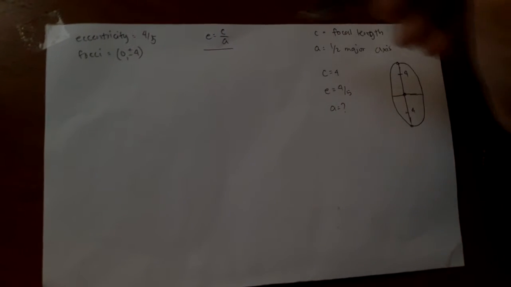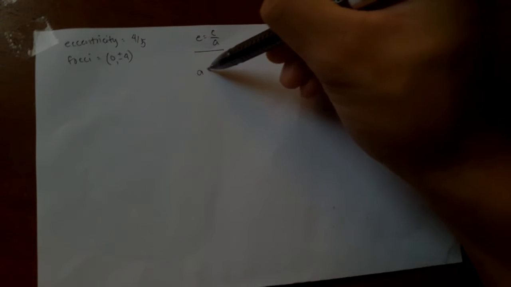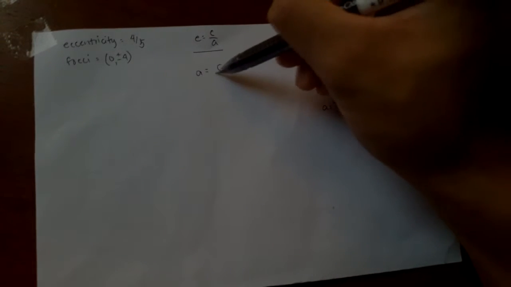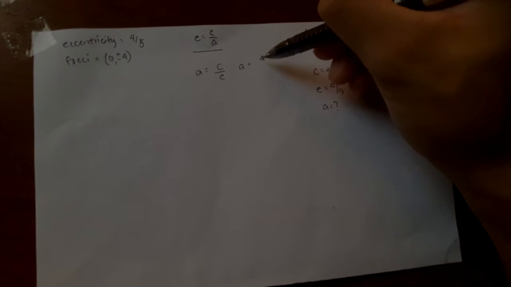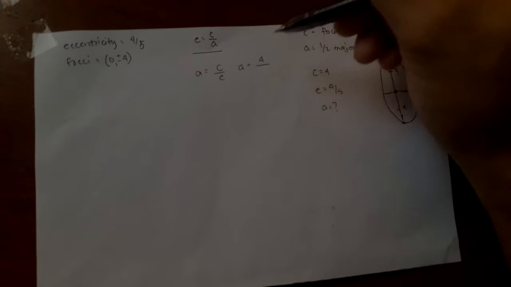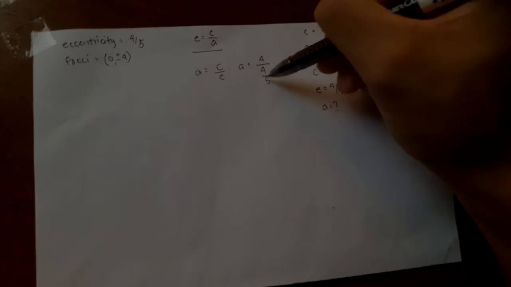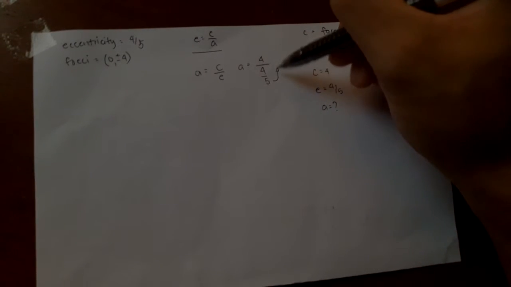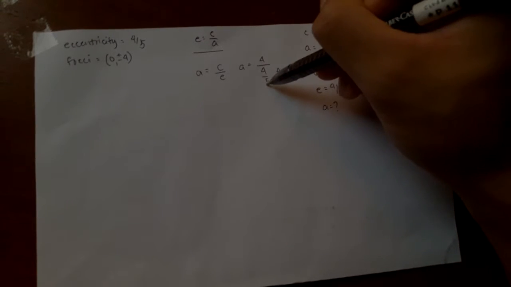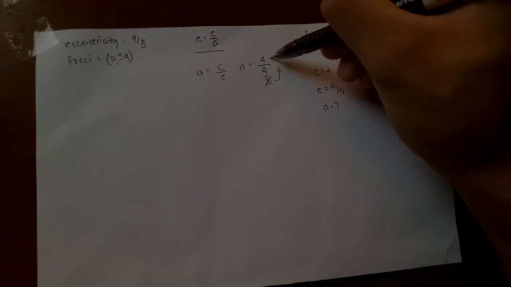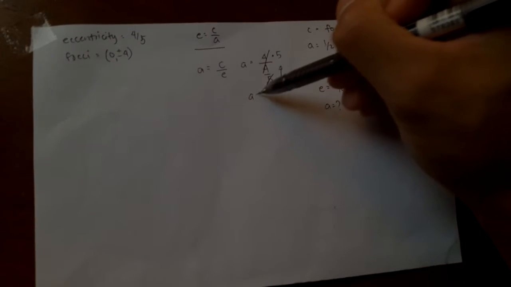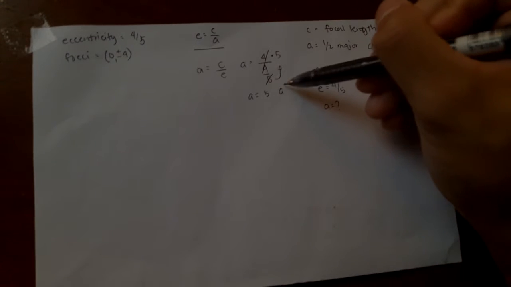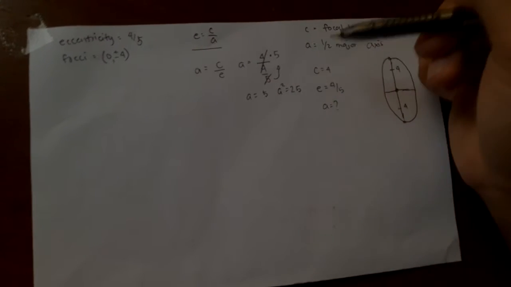So we have to substitute them. To find A, it would be A equals C over E, where A is equal to 4 over E, which is 4 over 5. Or we could just put the 5 there to cancel this out. So 4 over 4 is 1. So A would be 5. Then A squared is 25.